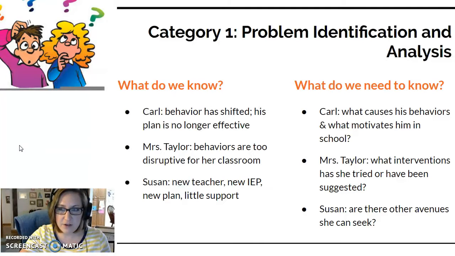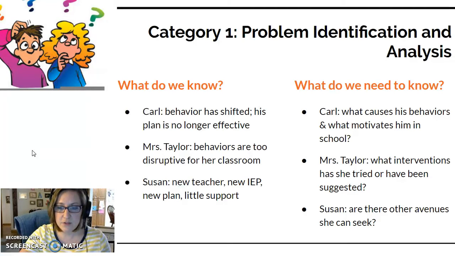We know that Mrs. Taylor is just desperate to get him out of her room, mainly because she's the one who's under constant attack. Carl's behaviors are so far just directed at his teacher, not towards anyone else. So what we need to know is, what interventions has she tried? Have any been suggested to her? What has she come up with doing on her own? What is she comfortable with doing in her own classroom? And what is she going to ultimately be asked to do to step up and get some other additional things done for Carl, keeping him in his least restrictive environment?